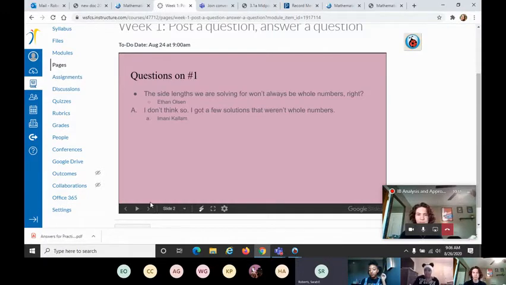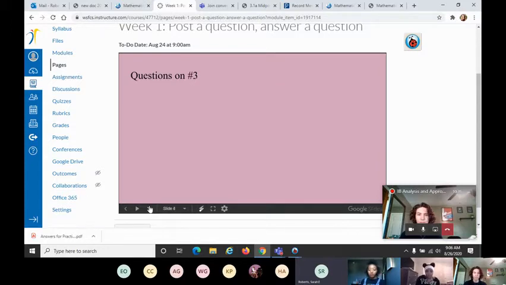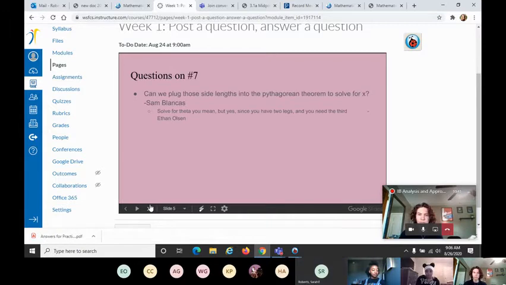Okay, so there was a question. The side lengths we're solving for won't always be whole numbers. That's correct. No, they will not always be whole numbers. Can we plug those side lengths into the Pythagorean theorem and solve for x? Yes, that's exactly what we're going to do. It is actually x, Ethan, not theta. They use x in this question.